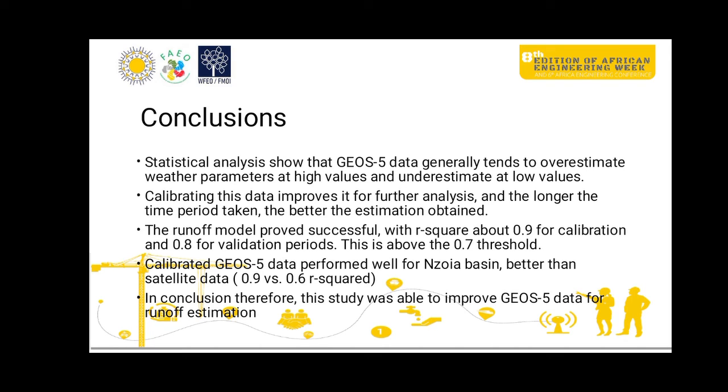threshold that was established. So calibrated GEOS-5 data performed well for the Nzoia Basin when compared with satellite data, which was representing an R-squared of 0.6, and improving that to 0.9 is pretty satisfactory. So in conclusion, therefore, the study was able to improve GEOS-5 data for runoff estimation.